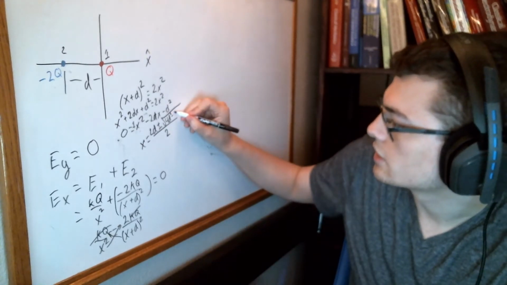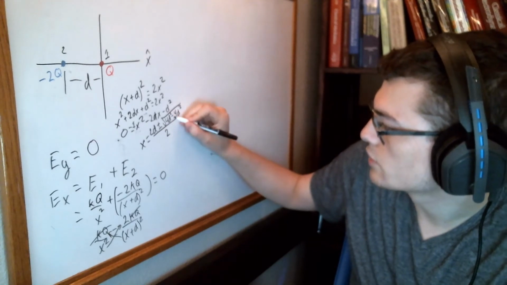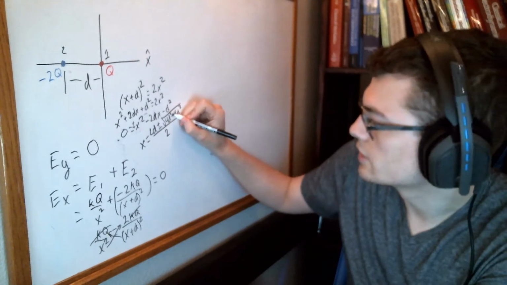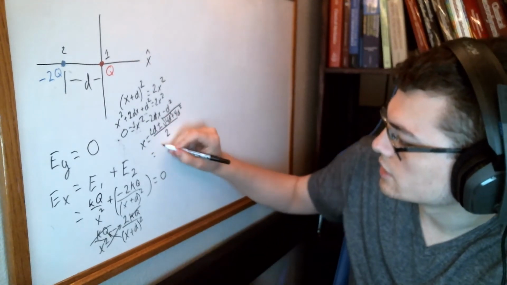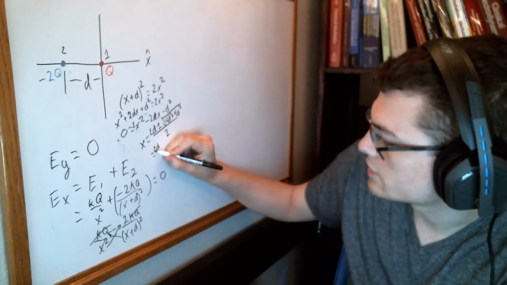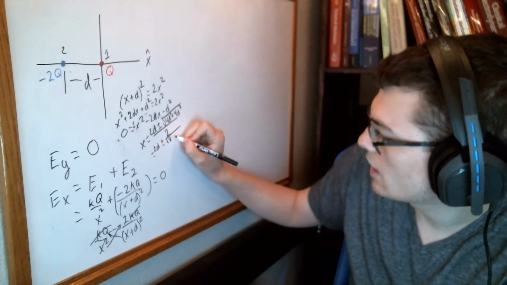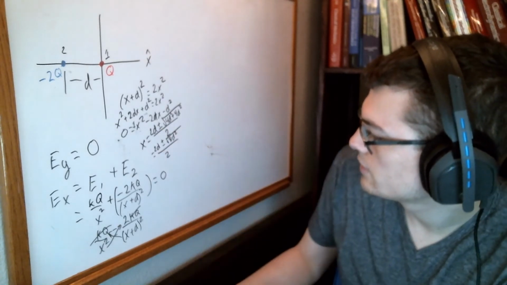So then that's going to give us a 4d squared as well. But there's a negative here, we have to account for that. And so then the 2 negatives cancel and you get a positive. And so then this is going to give you 2d plus or minus the square root of 8d squared, all over 2.